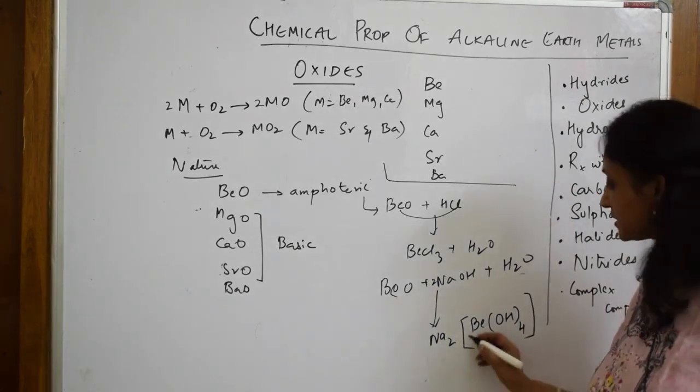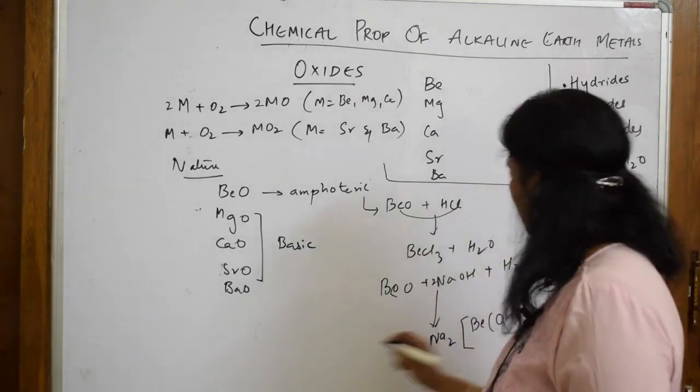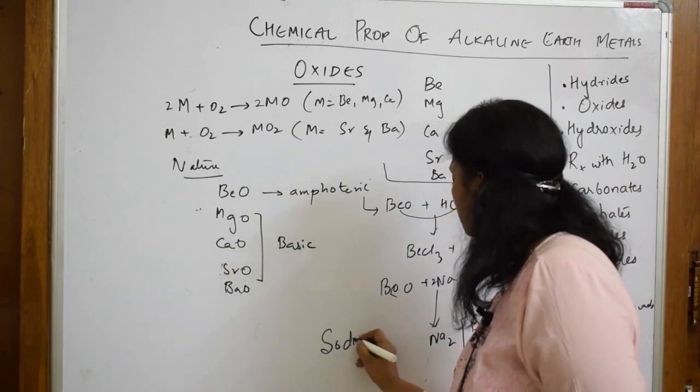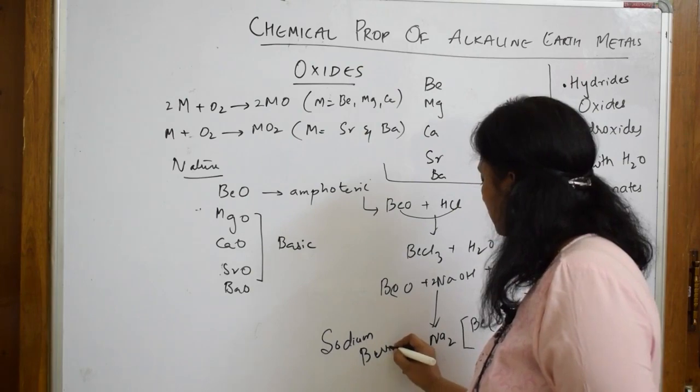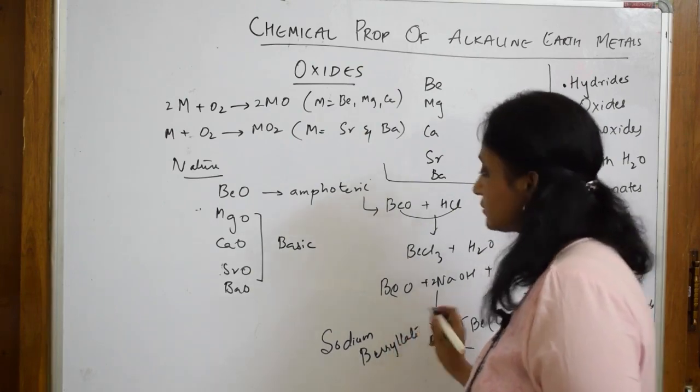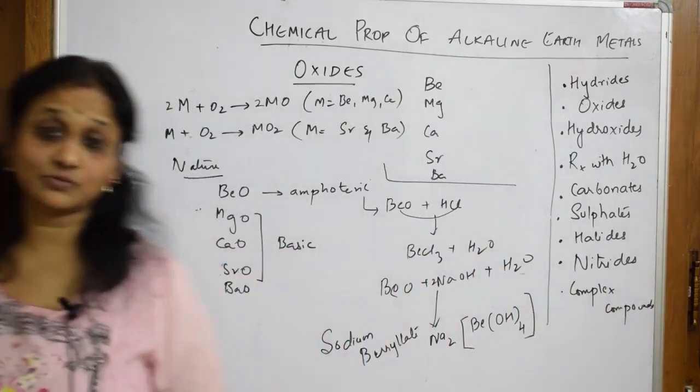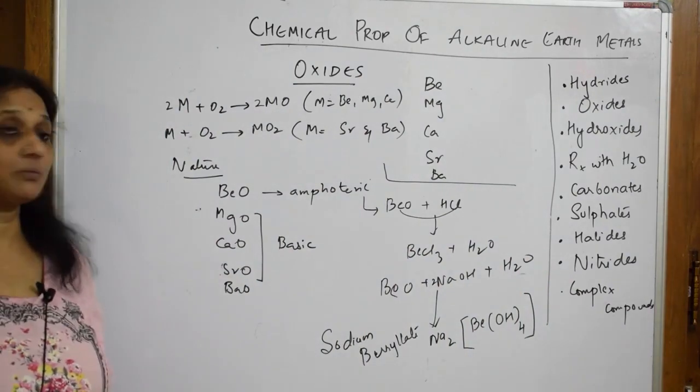What is the name of this complex? This is called sodium berylate. Sodium berylate is a complex which is formed. So this is the concept, or the information about oxides.